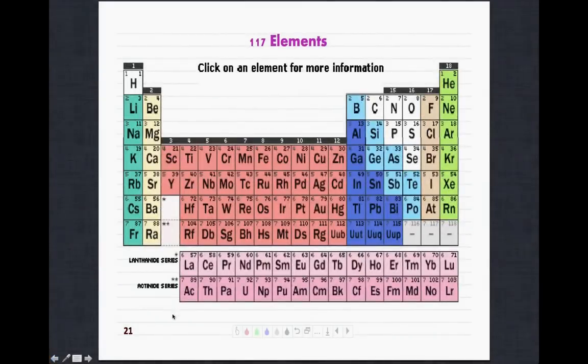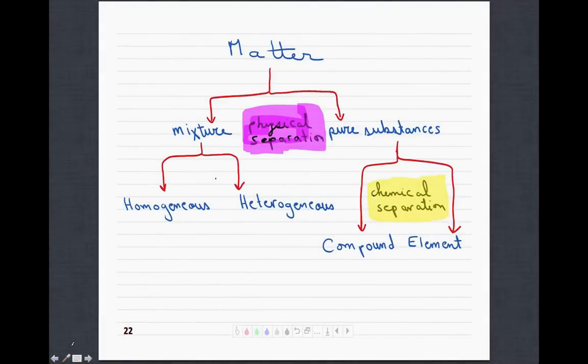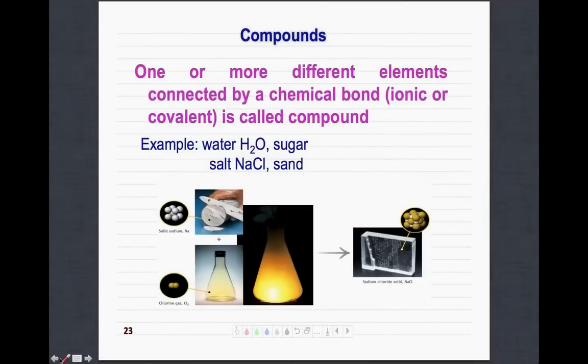Now, as I said, you have 117 elements out there in the periodic table. All of these are elements. Now we're gonna talk about compounds. So a compound is the combination of two different elements, like hydrogen and Cl, HCl. It is a compound. Let's say NaCl. It is a compound. So a compound is the combination of two different elements connected by a chemical bond. It can be ionic or covalent.